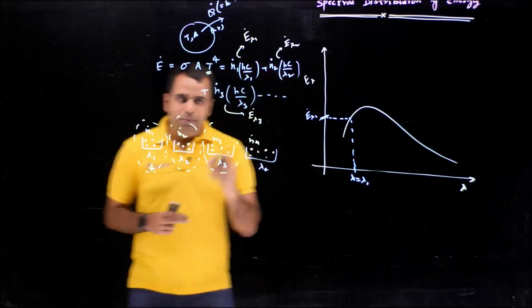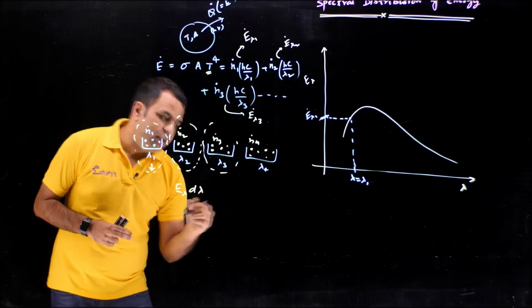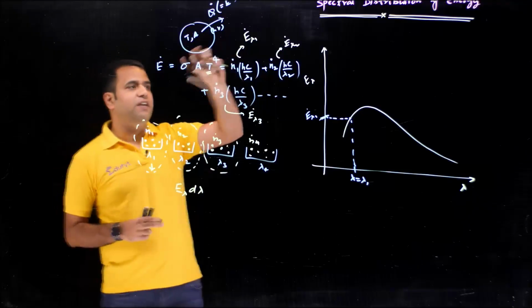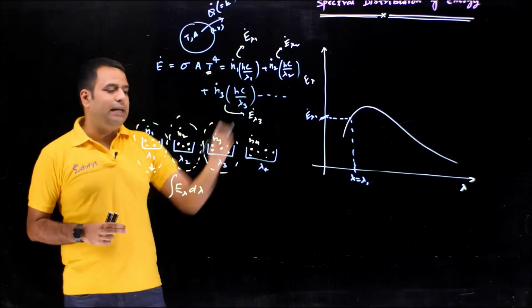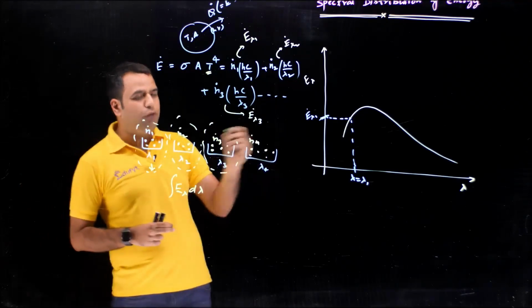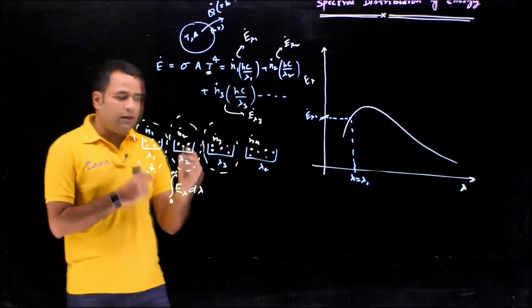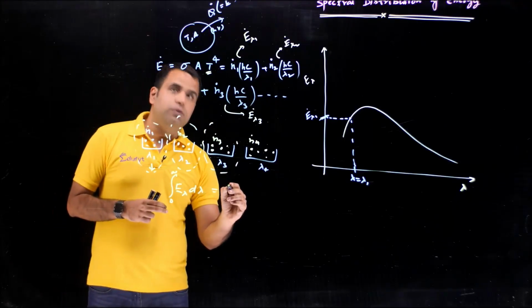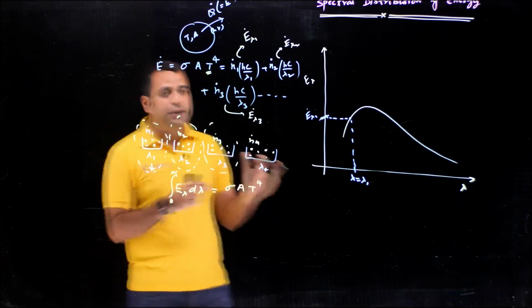One more thing you can see here. If I integrate E lambda with respect to d lambda, ultimately we have divided these energies based upon the lambdas. E lambda corresponds to these: E lambda 1, E lambda 2, E lambda 3, E lambda 4. So if I do E lambda d lambda from 0 to infinity, considering all the wavelengths, that will be equal to sigma A T to the power 4. That's the total energy emitted.